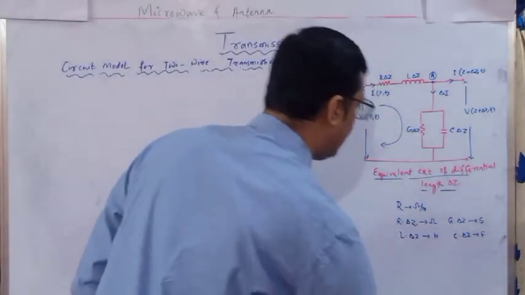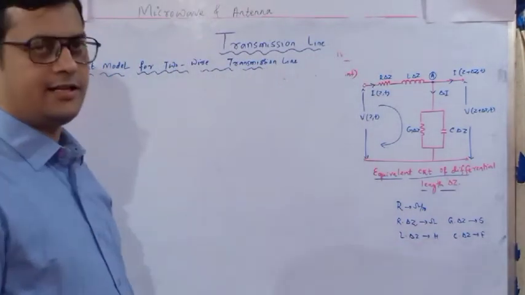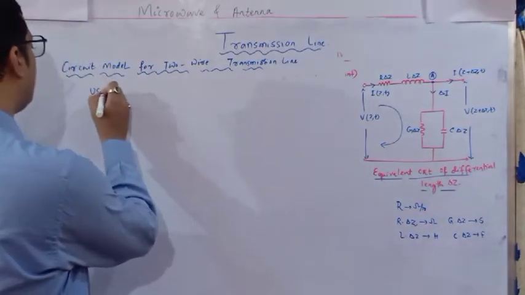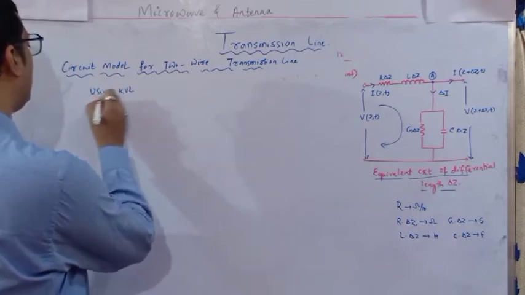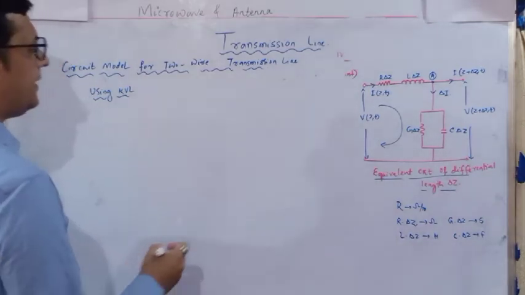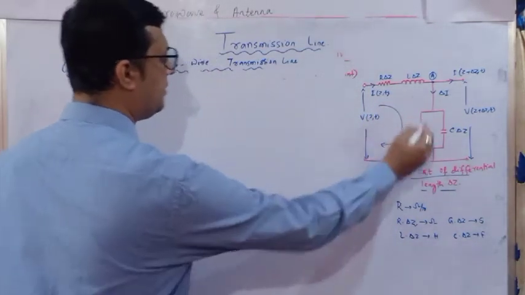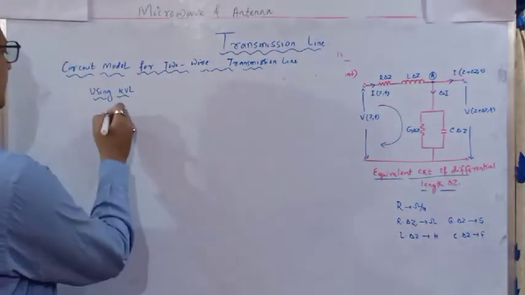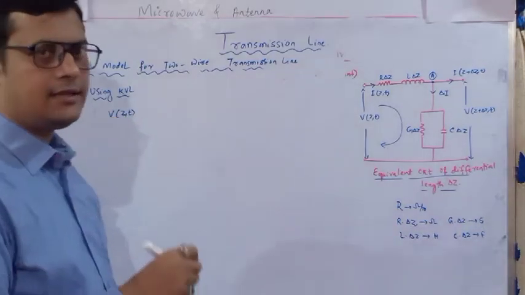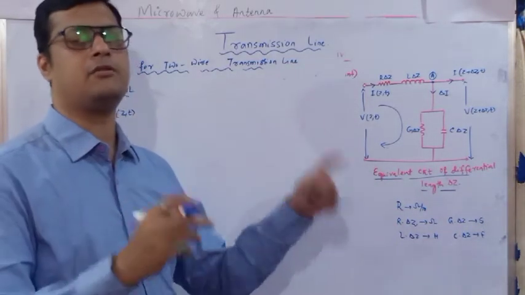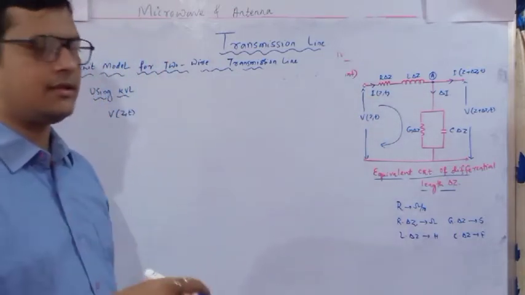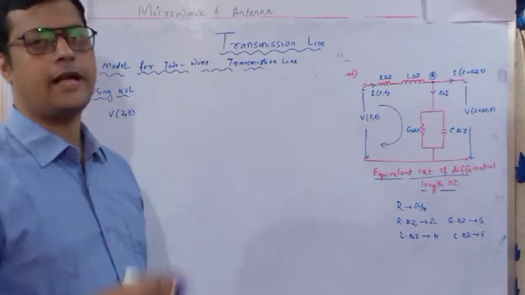So with the help of this consideration, if you apply KVL, first is using KVL. Okay. So using KVL, I will write. There is only one complete loop. So for that, I will write V of Z comma T. Now here, why have I taken T? Because here I am considering the time domain. Okay. So V of Z comma T. Two variables are there. One is along the direction and one with respect to time.